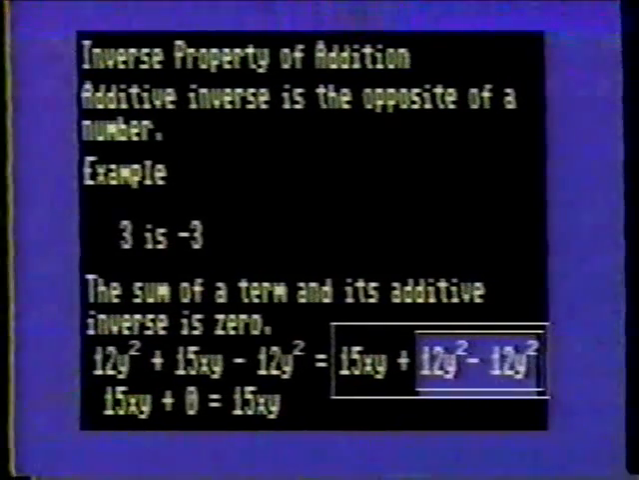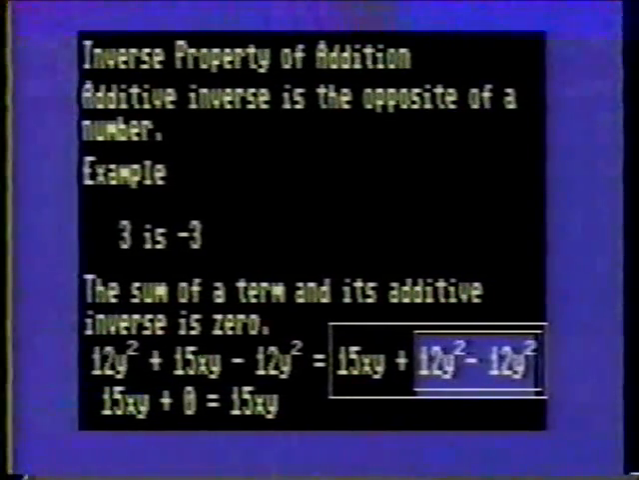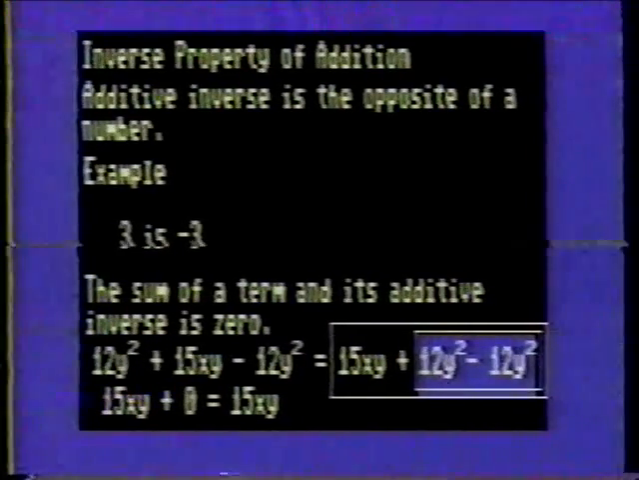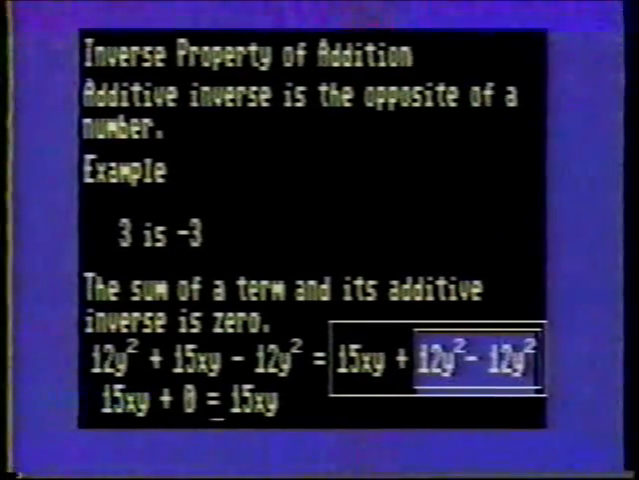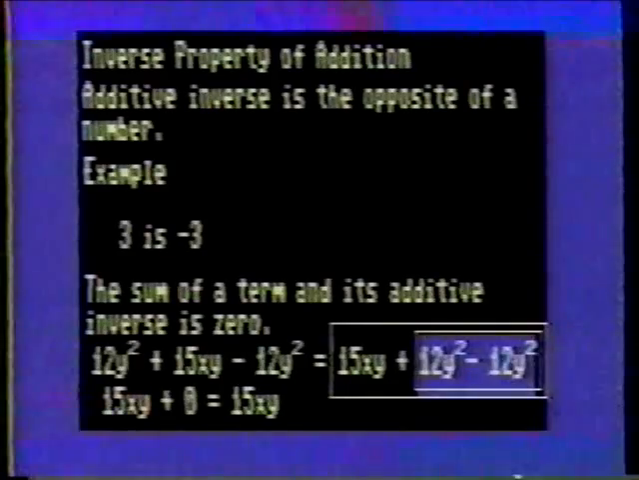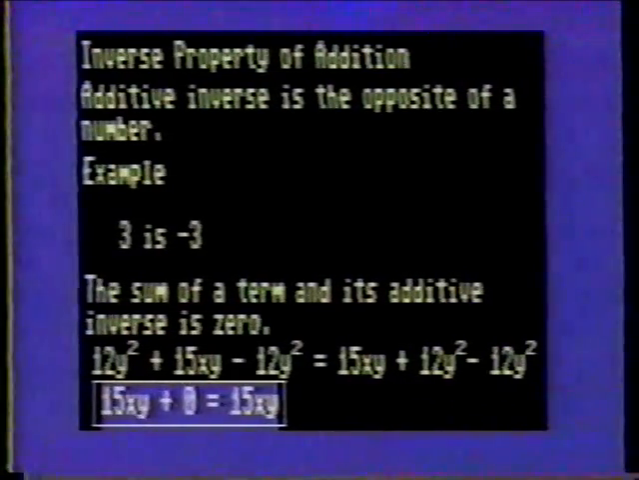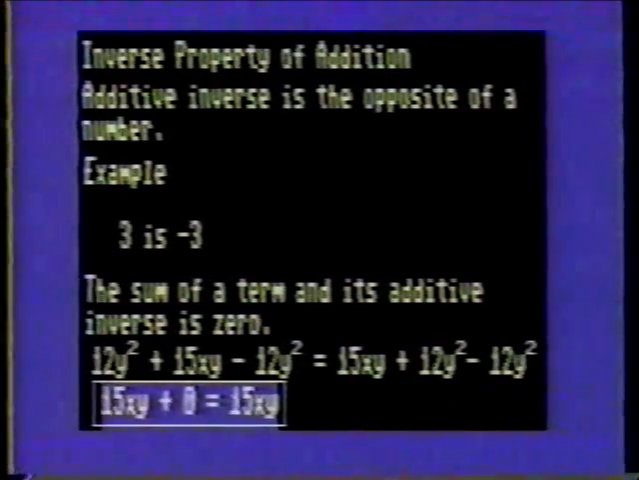In this problem, 12y squared and negative 12y squared are additive inverses. 12y squared minus 12y squared is 0. 15xy plus 0 is 15xy.